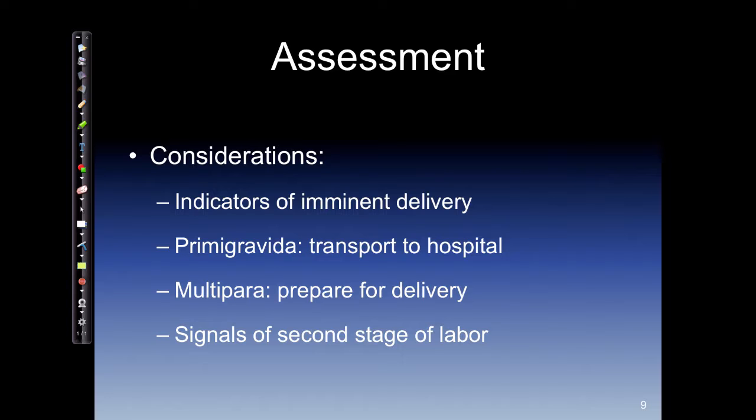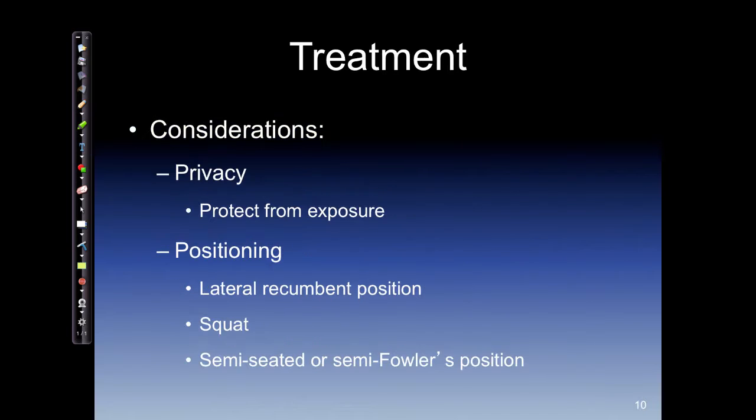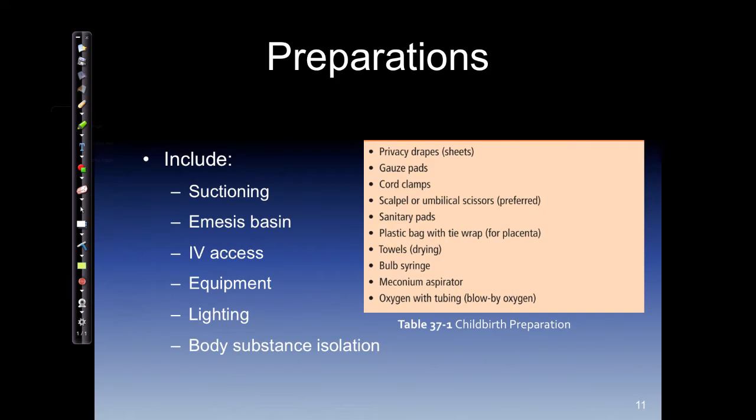Signals of the second stage of labor would be the irresistible urge to bear down or push from the patient's perspective. As far as treatment goes, considerations should be privacy, protection from exposure, and position: lateral recumbent position, or an alternative is to have them squat. Semi-seated or semi-Fowler's position is also a good position for preparation.